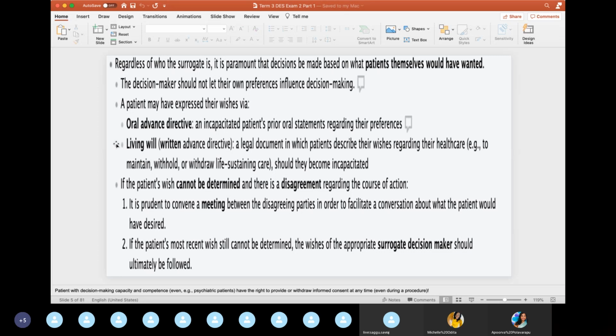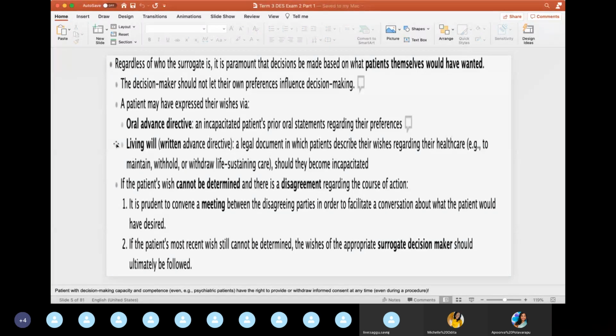If there's a disagreement, what is the most prudent thing for a physician to do regarding the course of action, right? For example, the spouse is there. She wants to remove the feeding tube. The parents of the patient said, no, you need to put the feeding tube on the patient. So what's the first thing that you need to do?